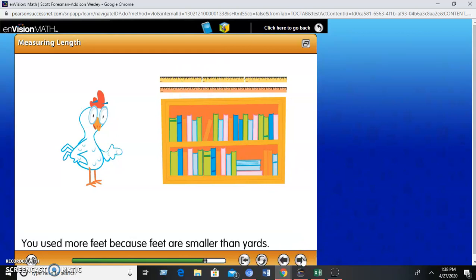Feet. You used more feet because feet are smaller than yards. Yep. Feet are smaller, so we'll have to use more of them to measure. Yards is bigger, so you only need 1. You have learned to measure length using different units.